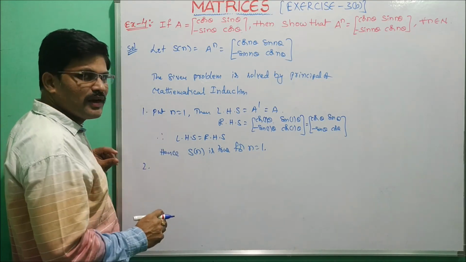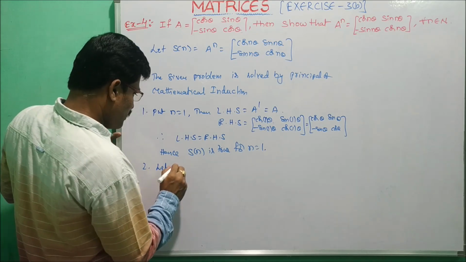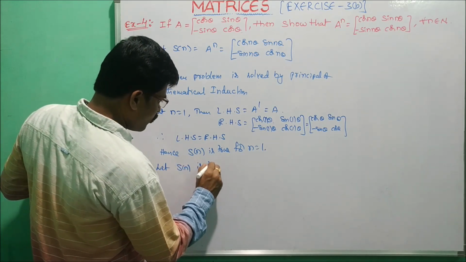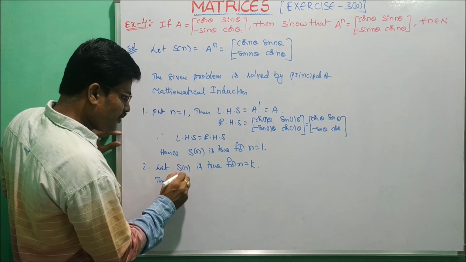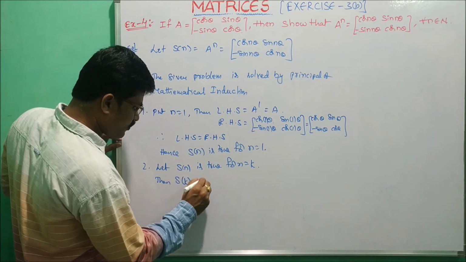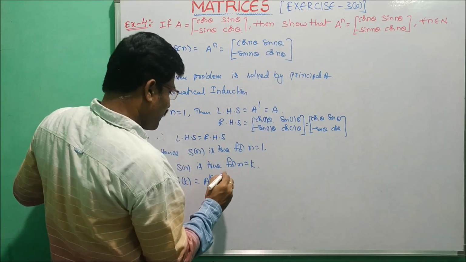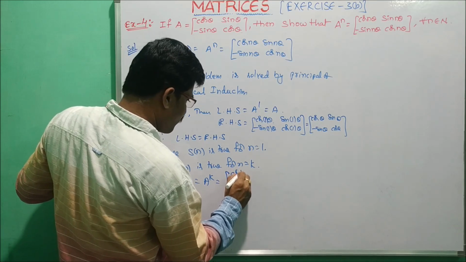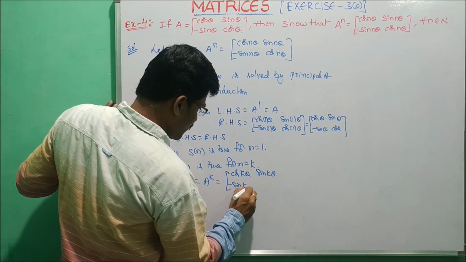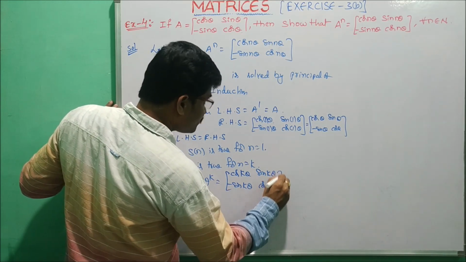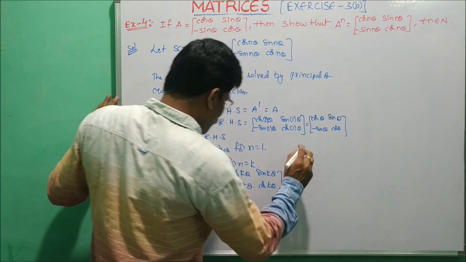Similarly, let us assume that the given statement is true for n equal to k. Let S of n be true for n equal to k. Then we take n equal to k, that means S of k equals A power k. Now we write A power k equals, substituting n equals k in the given square matrix, [cos k theta, sin k theta; minus sin k theta, cos k theta]. So this is S of k, which is equation number 1.